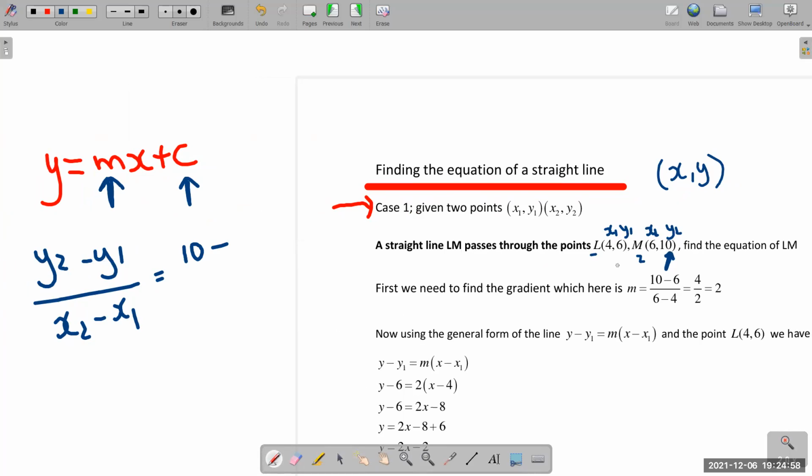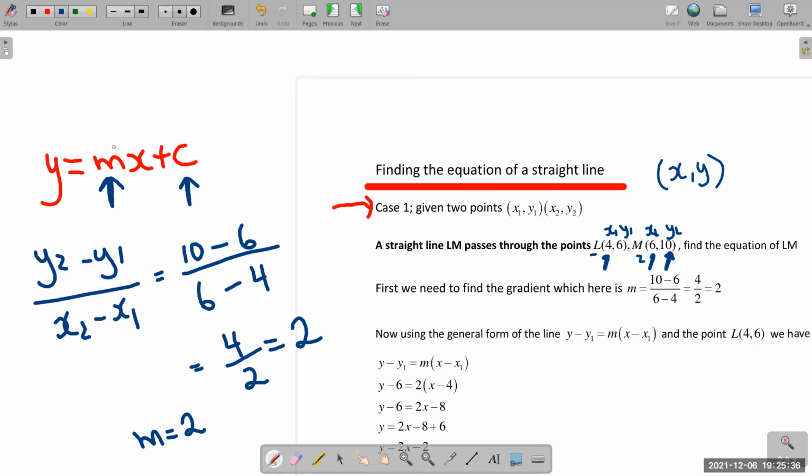Who is Y1? Y1 is 6. Excellent. So it's 10 minus 6 divided by, what is X2? X2 is the next 6. Very good. 6 minus X1, which is what? 4. Very good. So you work it out. 10 minus 6 is 4 over 6 minus 4 is 2. So what is my gradient for that line? The gradient is what? 4 divided by 2 is 2. So that means m is equal to 2.